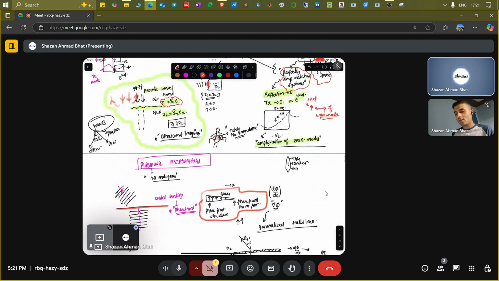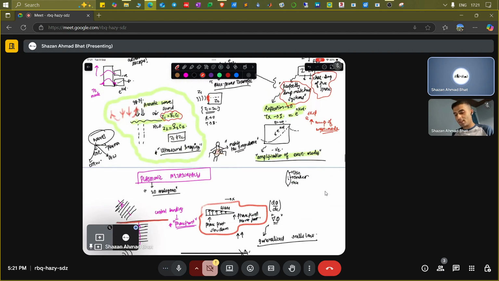So that is the phenomenon used in the ultrasound, and that is what I basically showed here. If you have ever done an ultrasound scan, you might know that they apply this particular gel over the belly.